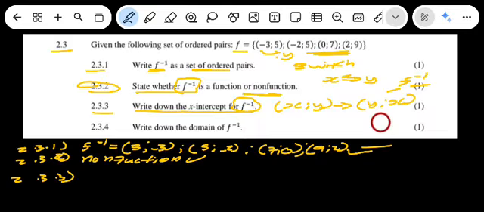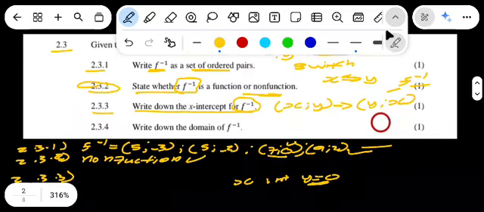Write down the x-intercept. What comes to my mind at the x-intercept? At the x-intercept, y must be equal to what? To 0. You check the coordinates where y is 0. That is our x-intercept here. You see, our y here is 0. 7 and 0. So that is where we'll have our x-intercept.